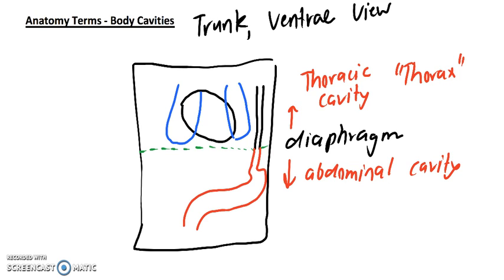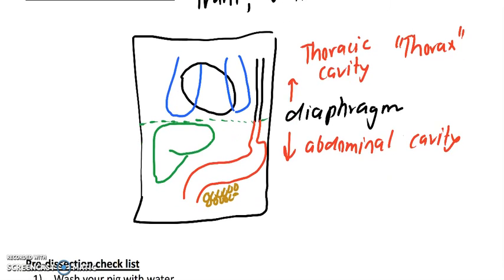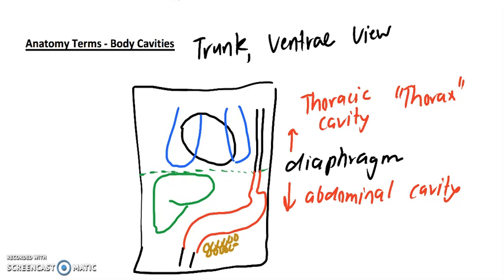The pancreas is underneath, behind the stomach. We have our huge liver in this cavity, hard to miss. And the rest of our abdominal organs. But we're going to be dissecting the abdominal cavity in today's lab.